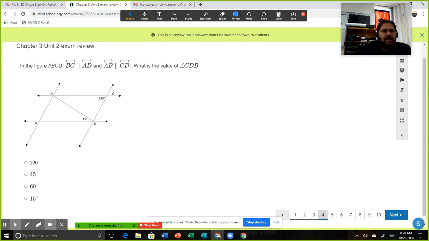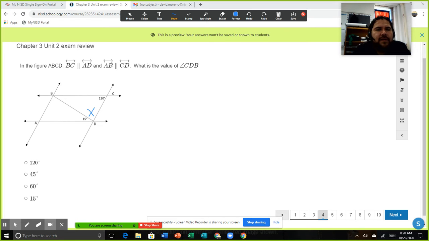Now it's saying that these lines are all parallel. So basically, BC is parallel to AD and AB is parallel to CD. We're trying to find the angle CDB. So here's CDB. So this is the angle we're looking for right here. We'll call this angle x. That's the angle we're looking for.